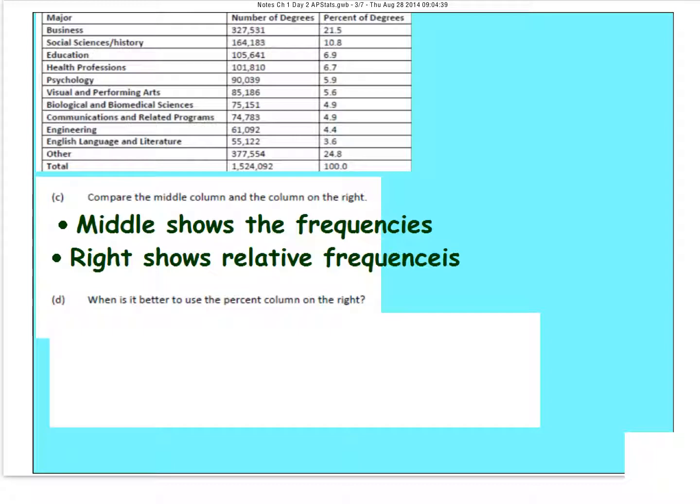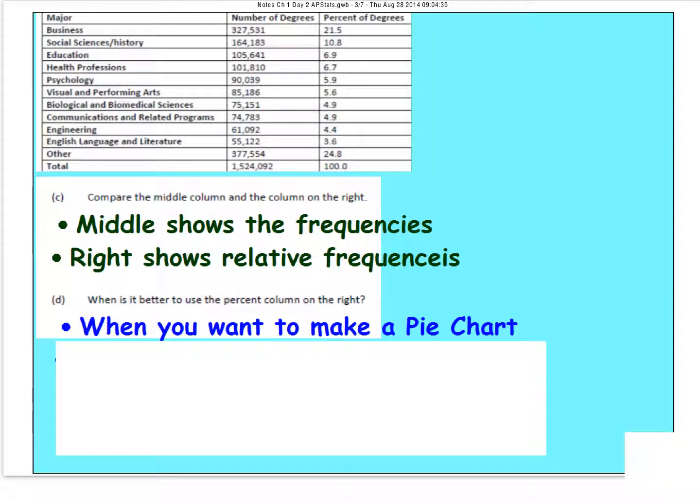And then D, when is it better to use the percent column on the right versus using the counts or the frequencies? One answer for that could be if you want to make a pie chart. A lot of the times when you see a pie chart, remember a pie chart is just a circle where they have different sectors sectioned off to it. It's best to see what percent each piece of pie represents. I will tell you the AP exam says they are not going to require you to do anything with pie charts in particular, so this is just a good, nice to know.